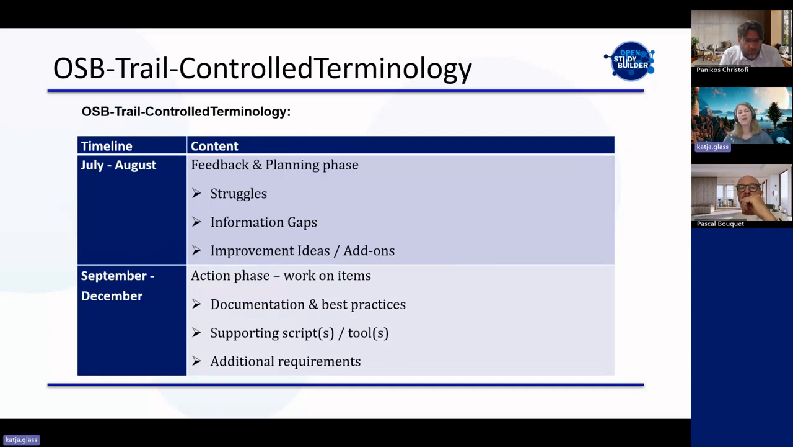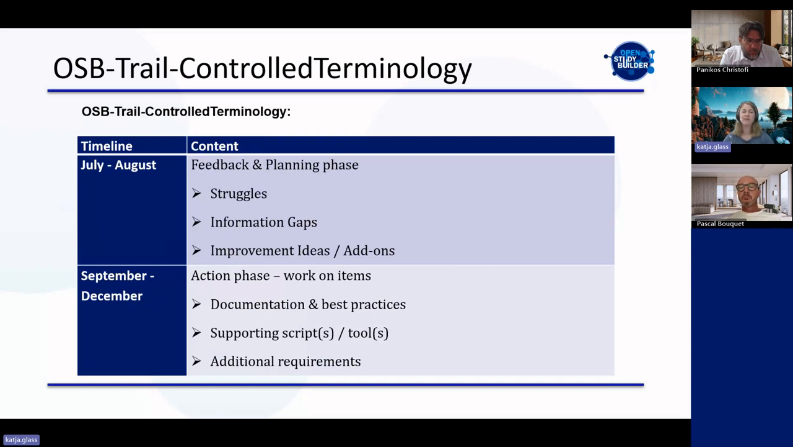We have split our trial into two timelines. The first part is the planning phase. Here we are mainly collecting feedback and preparing the action phase. So what is it that you struggle with? What information gaps are there? And what kind of improvement ideas and add-ons do you have in mind, which we could work on?